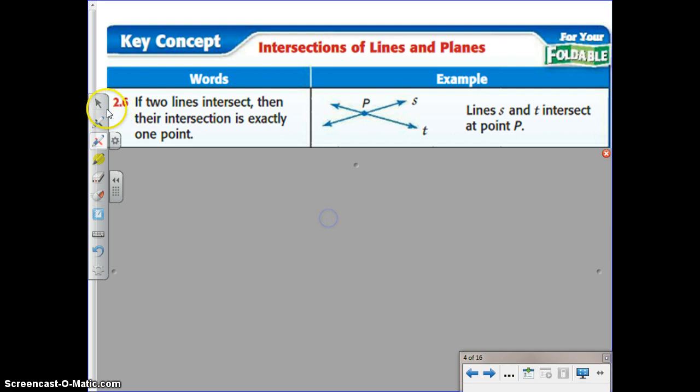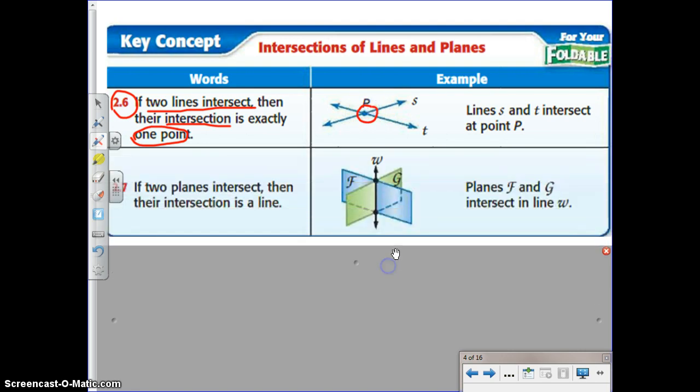Our next postulate is 2-6, which by definition is if 2 lines intersect, then their intersection is exactly 1 point. So you could draw this picture. The intersection is exactly 1 point. And 2-7, we have 2 more to go, I think, is if 2 planes intersect, then their intersection is a line. This picture is fine, or you could add the words.